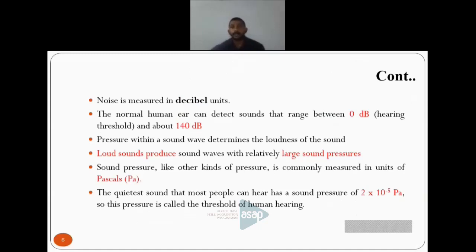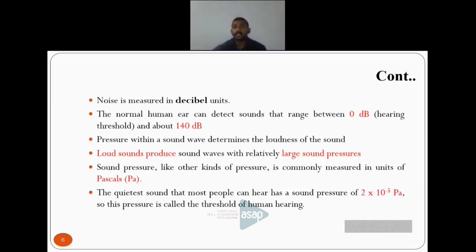We've already seen pressure variation: if the pressure is higher, the loud sound produces higher sound pressures. If the pressure being produced is higher, the loudness of the sound will also be more. And the common unit in which we measure pressure is the Pascal.